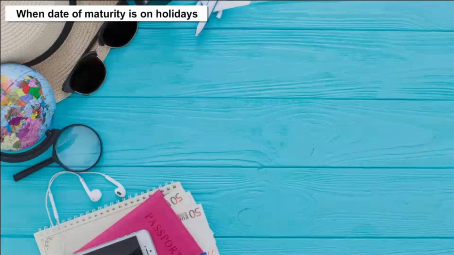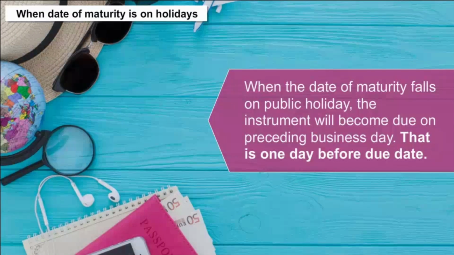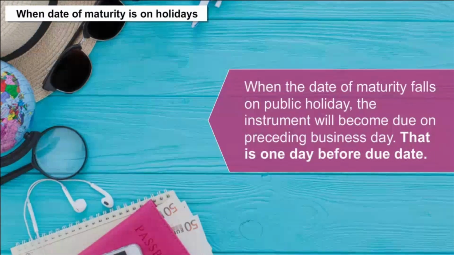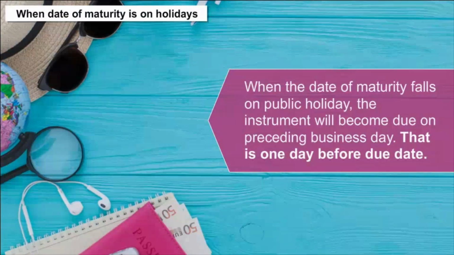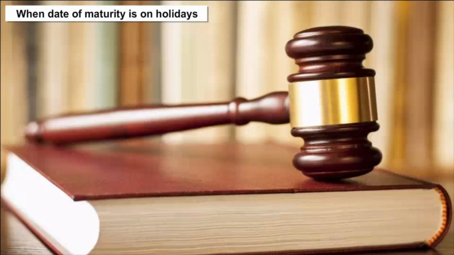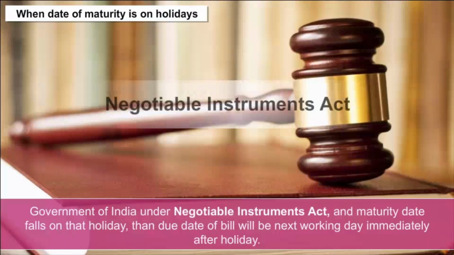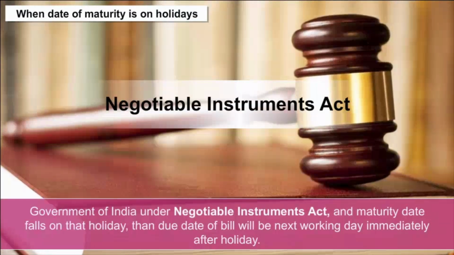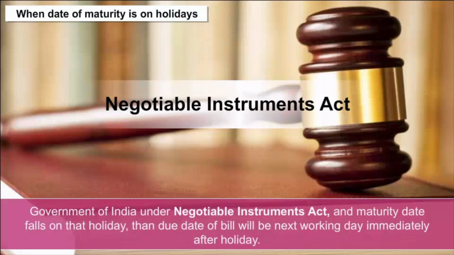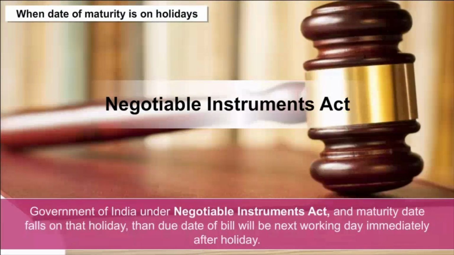When the date of maturity is on holidays. When the date of maturity falls on a public holiday, the instrument will become due on the preceding business day, that is, 1 day before the due date. In case there is an emergent holiday declared by the Government of India under the Negotiable Instruments Act and the maturity date falls on that holiday, then the due date of the bill will be the next working day immediately after the holiday.